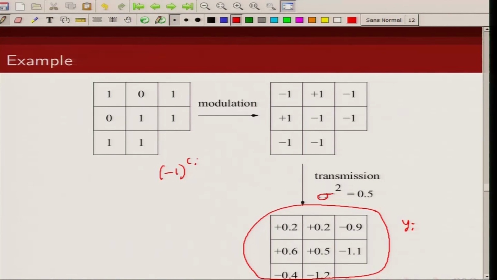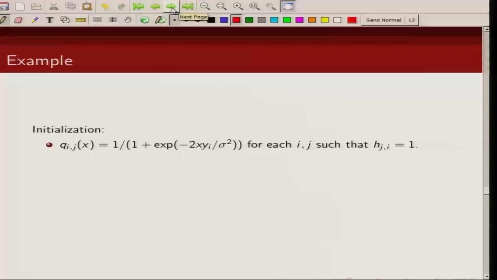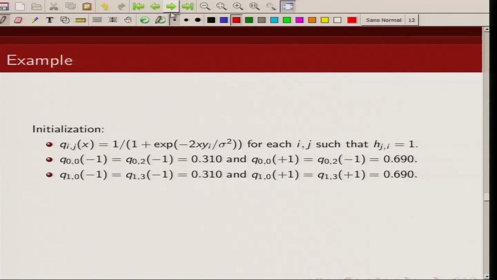Okay. Now, what is the first step? I will take these yi's and compute my initial pi's and qi's. So, I am going to first compute my initial qi's, and that is given by this expression. I am just stating this. So, I compute these qi's.